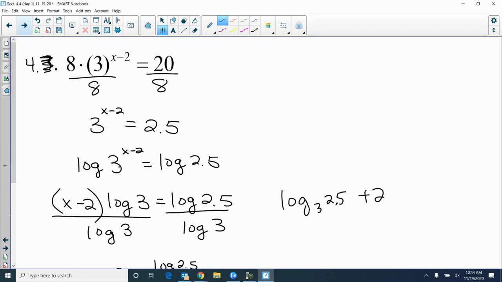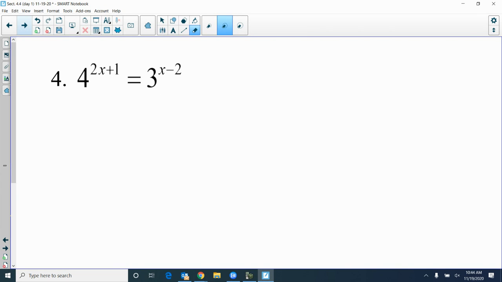And let's see here. I'm just going to erase that. All right, now take a look at this one here. I'm going to label this number 5. This one's a little rough: 4 to the 2x plus 1 equals 3 to the x minus 2. All right, there's no numbers out in front. There's nothing to divide by. So what can we immediately do? You've got to immediately take the log of both sides.